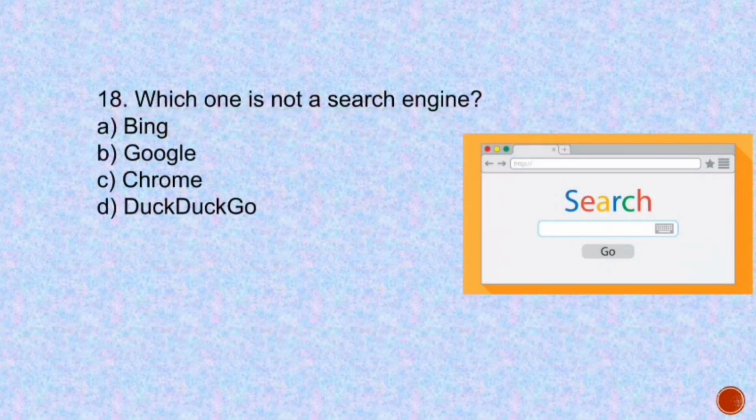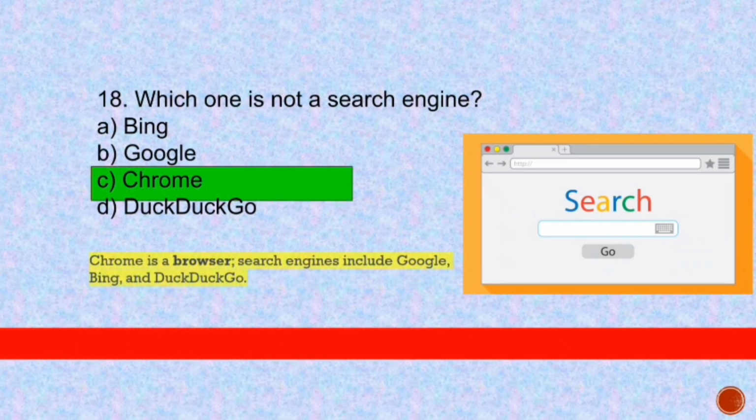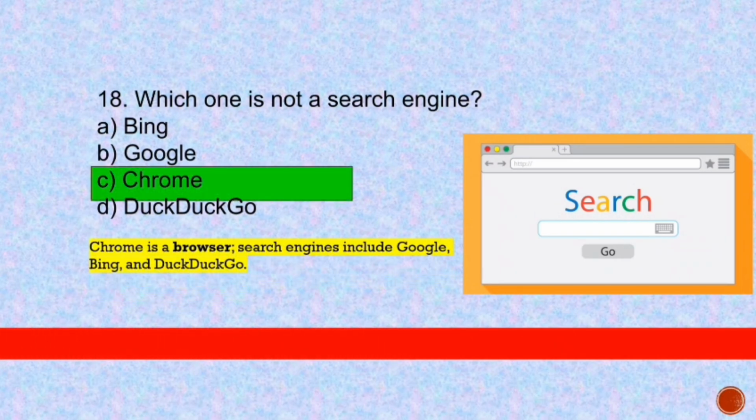Question number 18 is which one is not a search engine? The correct answer is Chrome. I've already told you that Chrome is a web browser. So Chrome is a web browser. Search engines include Google, Bing and DuckDuckGo.